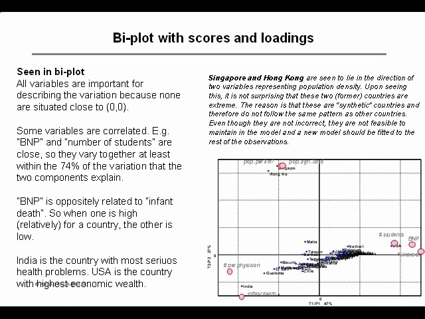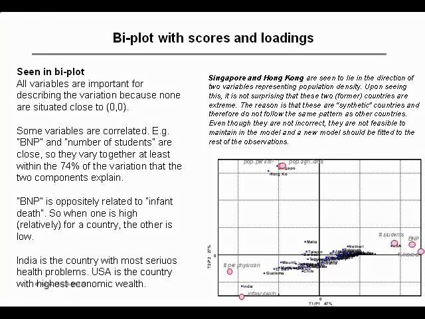We also see that many variables are correlated. For example, the gross national product and the number of students, those two variables are located close to each other, and that means that they contain more or less the same information. So, for example, if one was very expensive, we could say, let's take the other one and exclude the expensive one in order to save some money, and we won't lose much information by doing that. We can also see that the gross national product is oppositely located to, for example, infant death, and that means that countries with a high gross national product will have a low infant death.